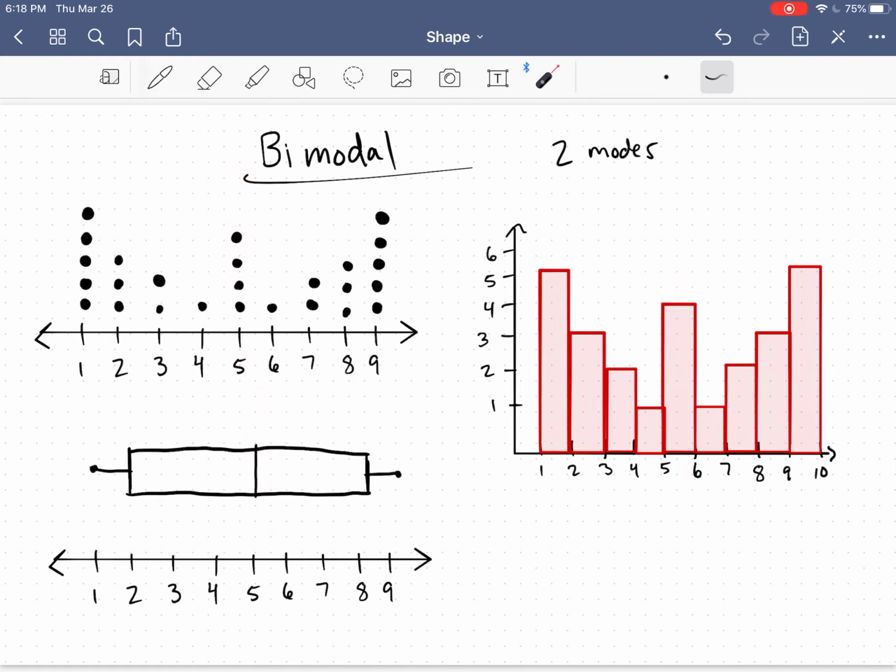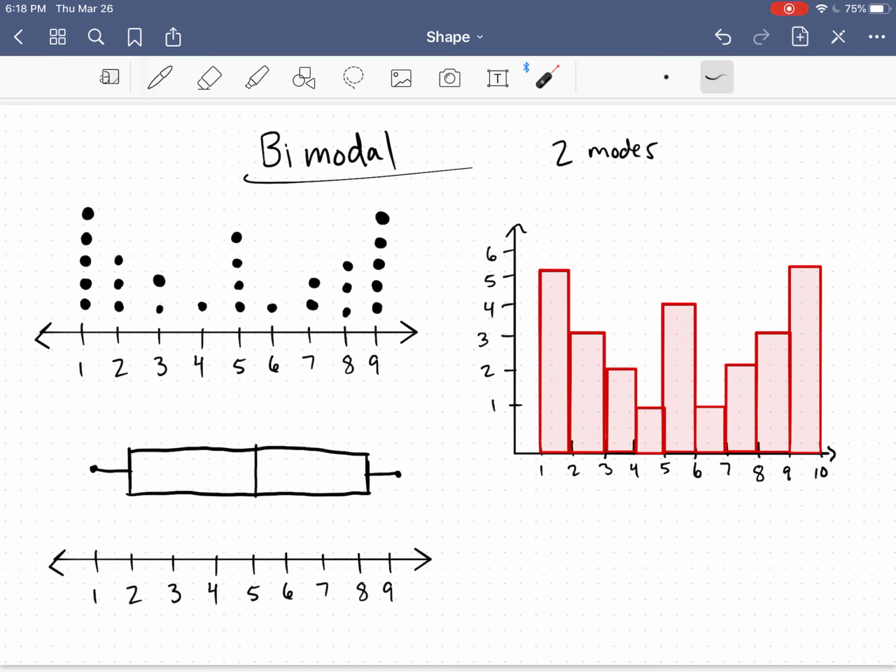With our dot plot, we see the modes happening here at 1 and 9. They both have more dots than anywhere else. In our histogram, we see the same thing. We see that the interval from 1 to 2 and 9 to 10 is the highest.